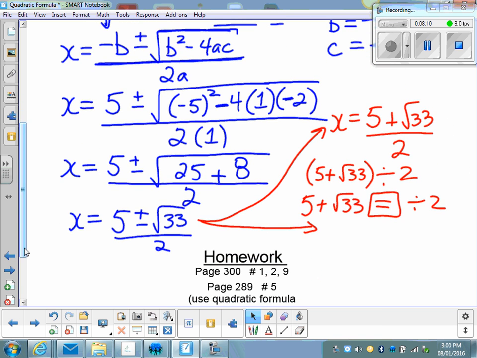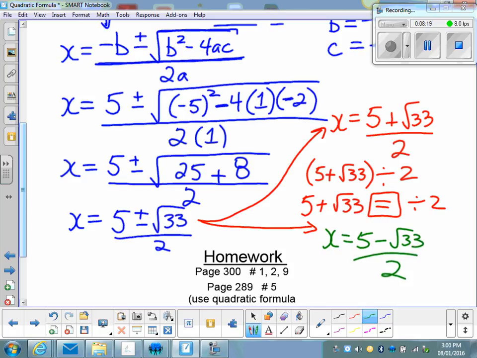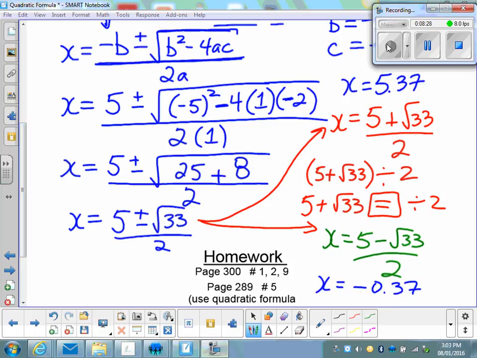And then the other one, the negative in the middle, it's going to be 5 minus root 33 over 2. And same thing, you can punch it in either of those 2 ways. So when we get the decimals for that, we get negative 0.37 and we get 5.37.